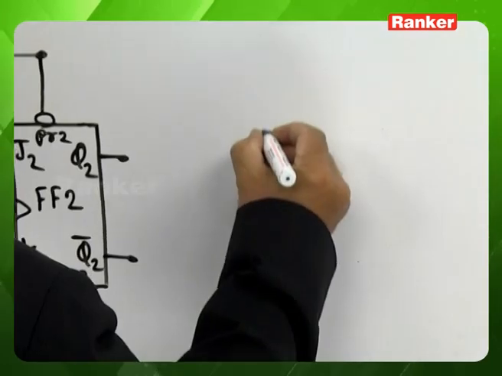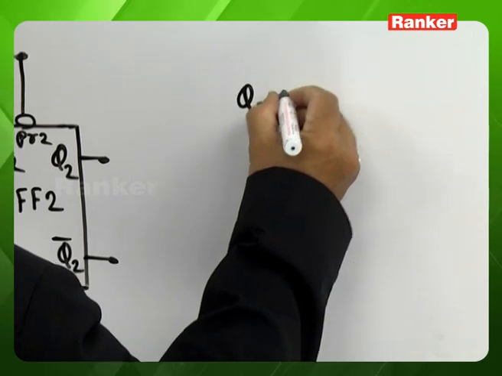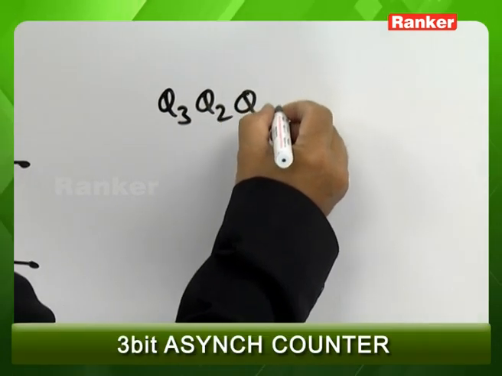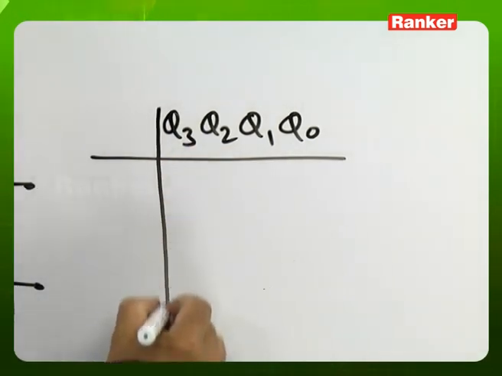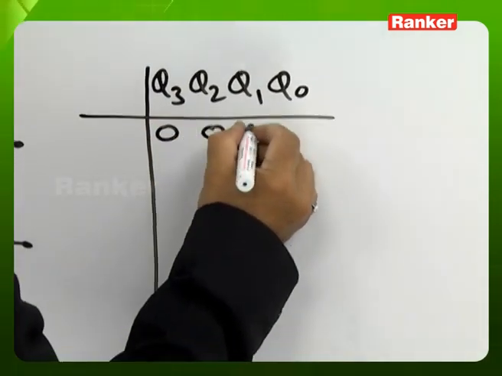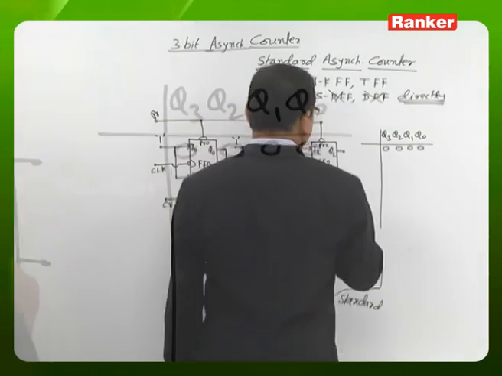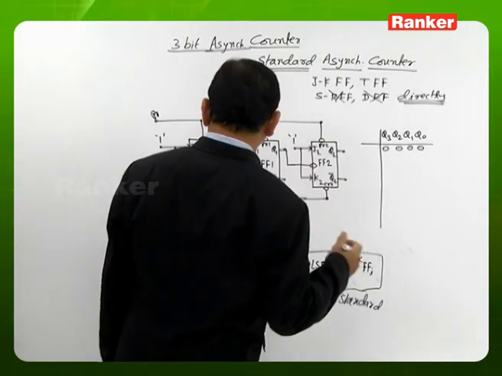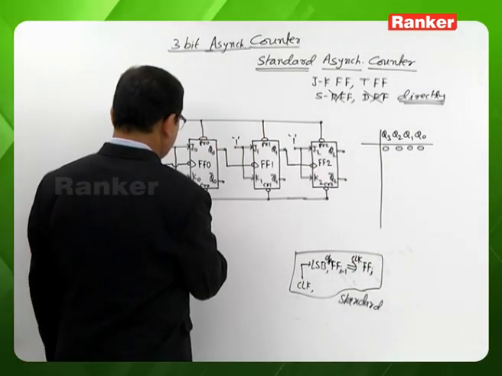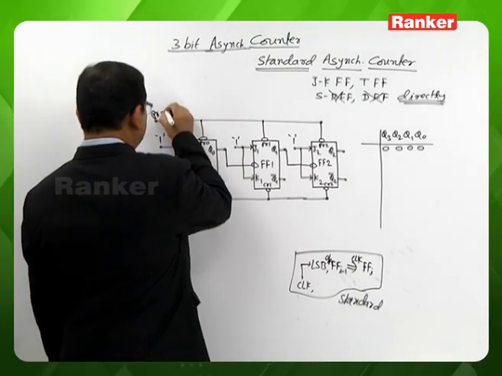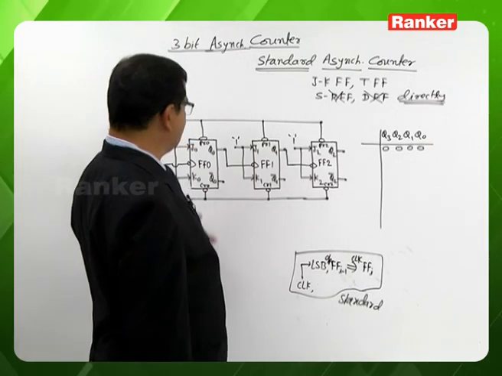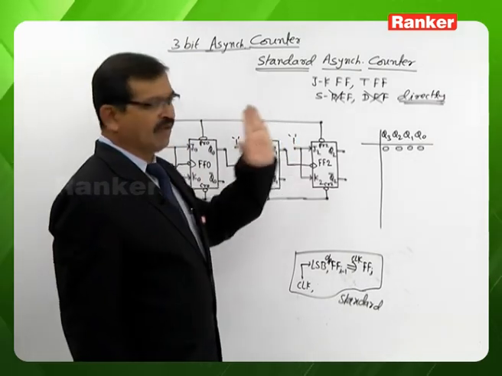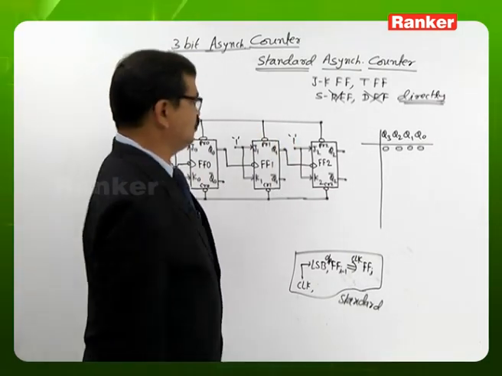We want to read Q3, Q2, Q1, Q0, all these flip-flop outputs, as 0. So to read all the flip-flop outputs as 0, clear must be connected to 0 and preset must be connected to 1. After connecting clear 0 and preset 1, all the flip-flops will read an output of 0.